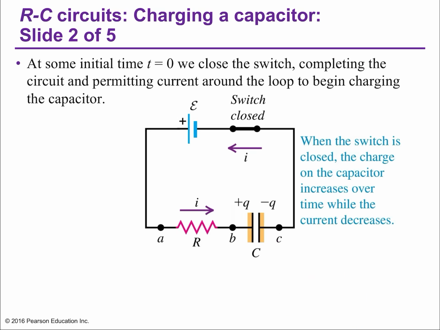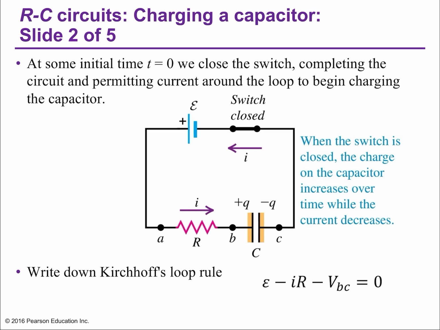When we close the switch, as soon as we close the switch, the charge on the capacitor increases and there will be a current flowing in the circuit. While the current is flowing, we can write down Kirchhoff's loop rule for the circuit. Just go around the circuit and write down the loop rule, and it will look something like this.